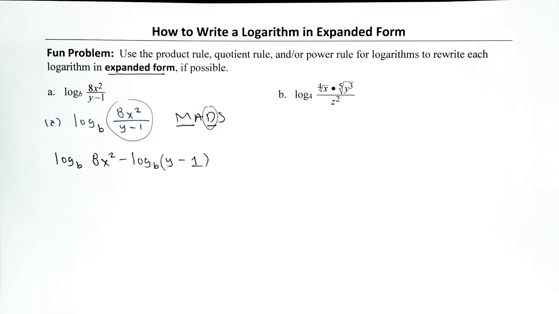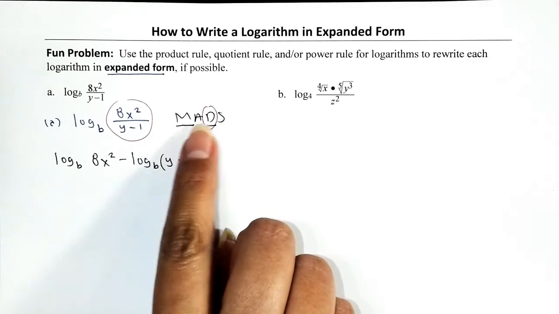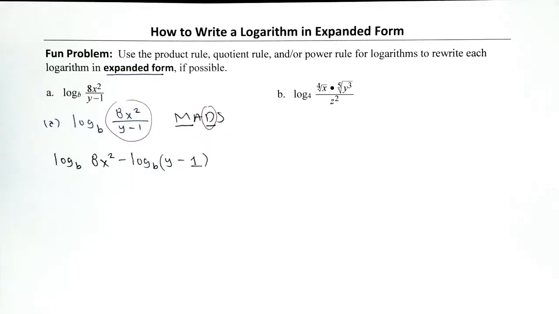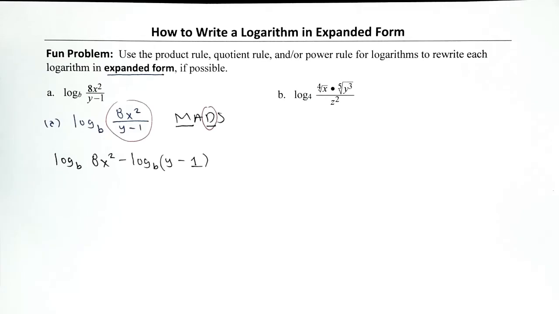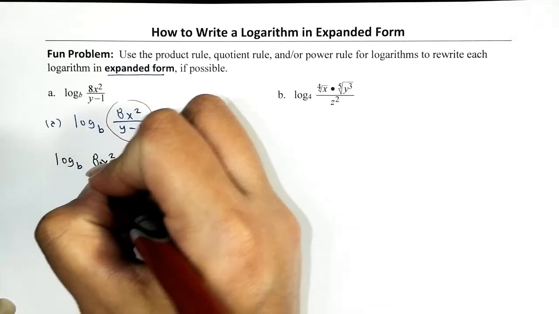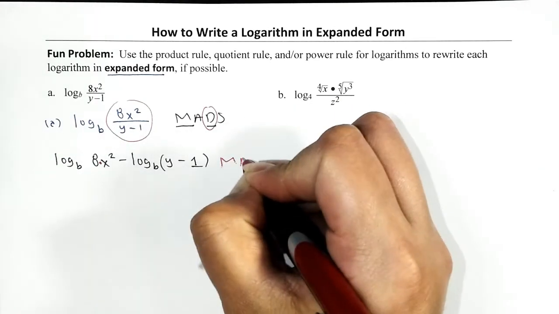But the question is, can we expand it more? I don't know. Let's look at each argument, make sure that we don't have products or quotients, and then make sure we don't have any exponents in the argument. Next argument, we have 8x squared. If we enunciate the operation, this reads 8 times x squared. So I was like, we can expand it again. So let me vent out my frustration.